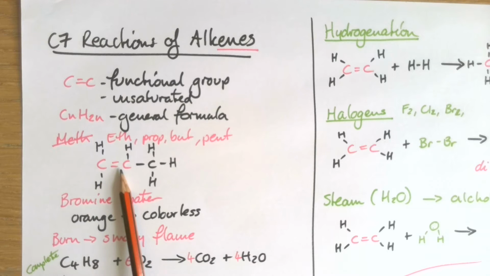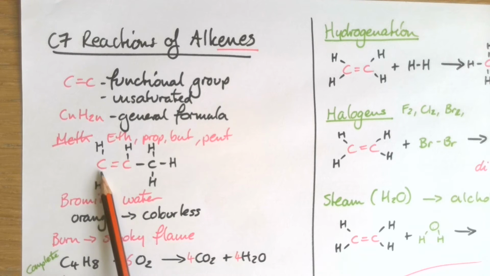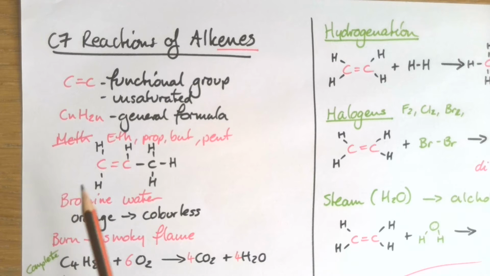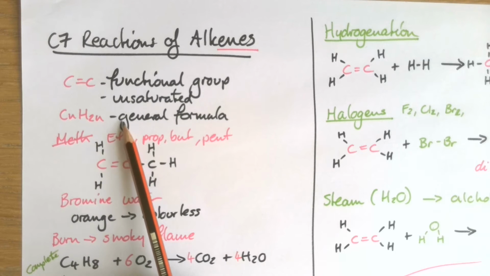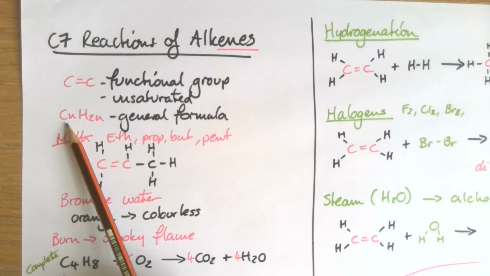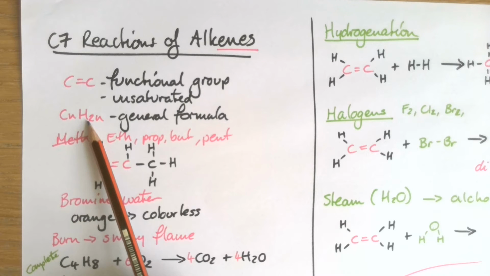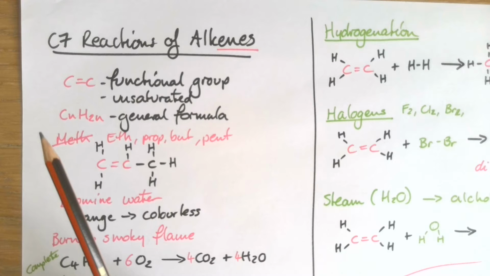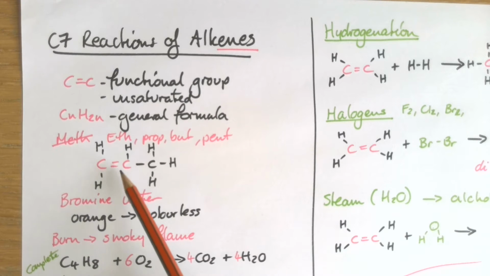The carbon-carbon double bond can be anywhere on the molecule, so it doesn't always have to be between carbon 1 and carbon 2. All of the alkenes always match up with the general formula, so they all have twice as many hydrogens compared to the number of carbons, and there's a double bond that creates that.